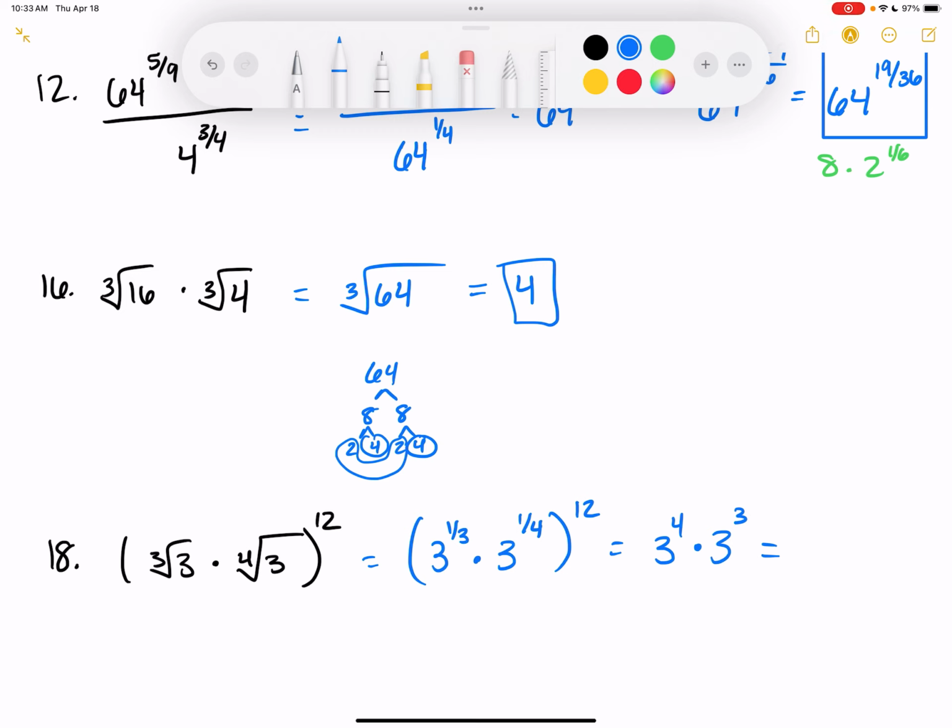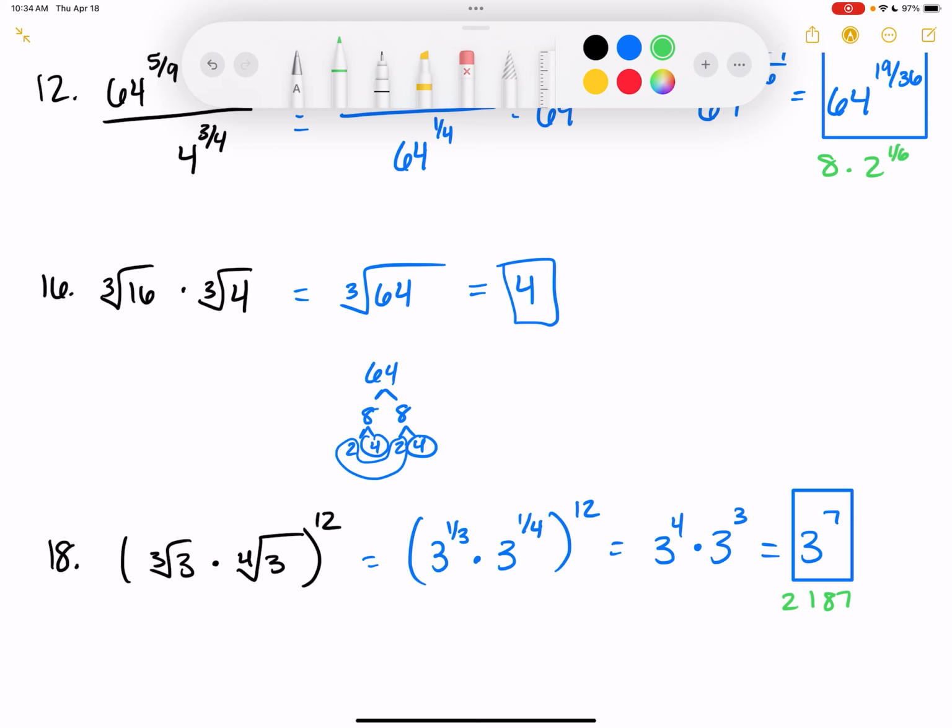3 to the 7th. And I'm okay, again, with you leaving it there. The book will basically plug that in the calculator and get an answer. And if you were just so inclined to want to know what that's equal to, it is 2,187. But I'm content with you leaving it as whatever the number is raised to the power.